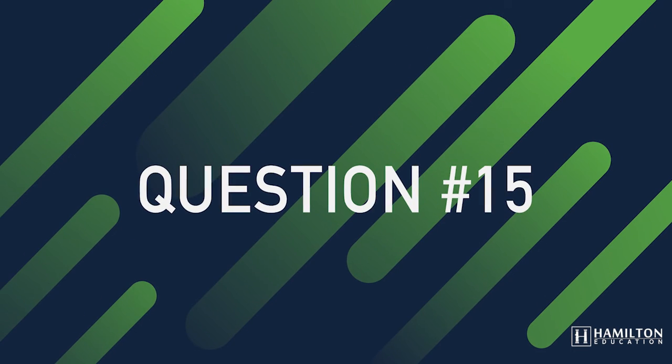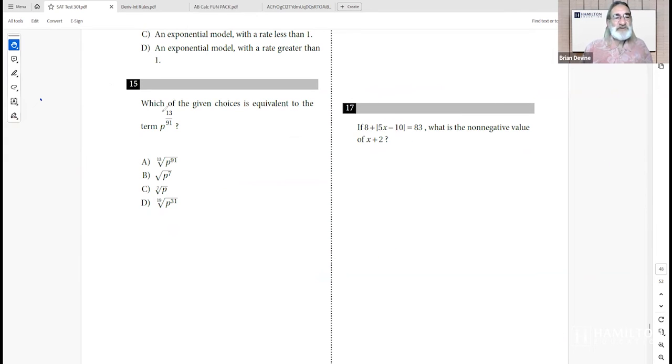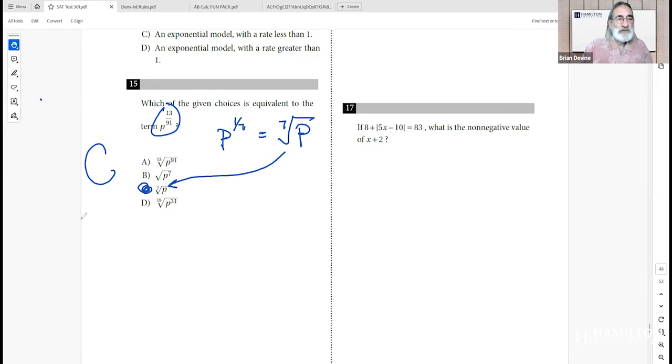Question 15. Which of the given choices is equivalent to p to the exponent 13 over 91? Well, note that 13 over 91 is 1 over 7, which means that this is equivalent to the 7th root of p, which is C. And C rhymes with C, which is Spanish and Italian for yes.